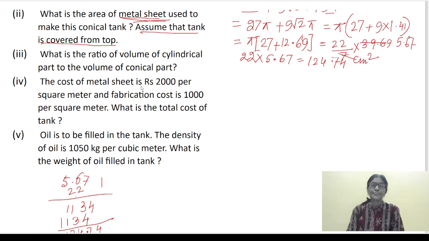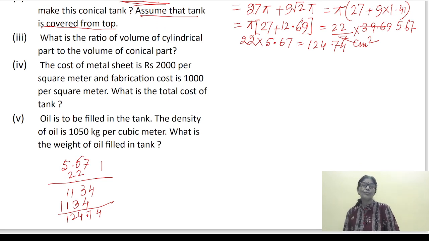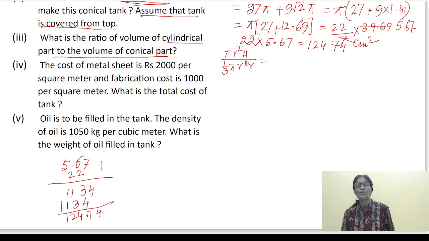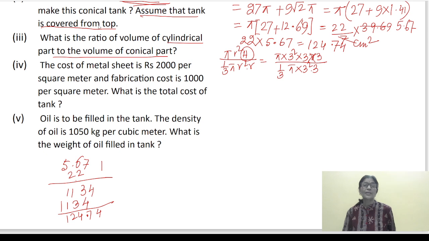Now coming to third part. What is the ratio of volume of cylindrical part and the conical part? So volume of the cylinder part is pi r square into h upon this conical part is pi r square into r. H is equal to 3r, pi 3 square into 3r, and here it will be 1 by 3 into pi into 3 square into 3. 3r means 3 into 3. Now cancel, 3 square I am cancelling. This 3 I am cancelling, so pi, pi cancel, so it will be 9 upon 1. So the answer is 9:1.